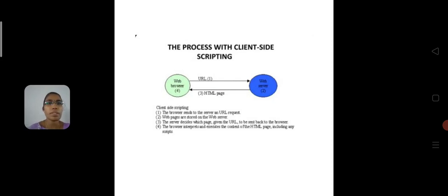Next, the process of client side scripting. They use the web browser and the web server, interconnected through the URL and the HTML pages. In client side scripting, the browser sends a URL request to the server. The web pages are stored in the web server. The server decides which page to send back to the browser for the given URL. The browser interprets and executes the content of the HTML pages, including any script. This is the way of processing in client side scripting.